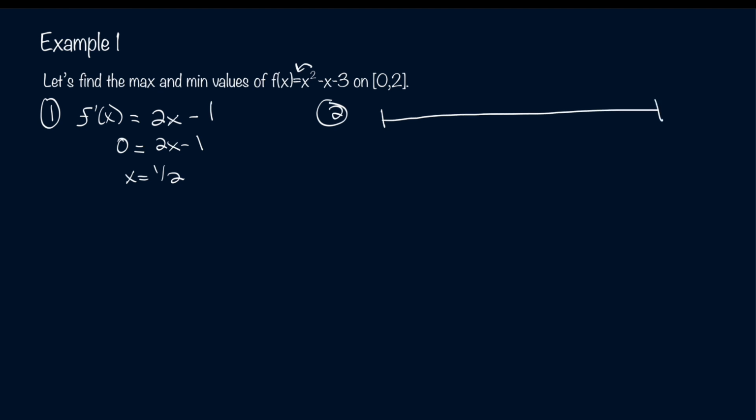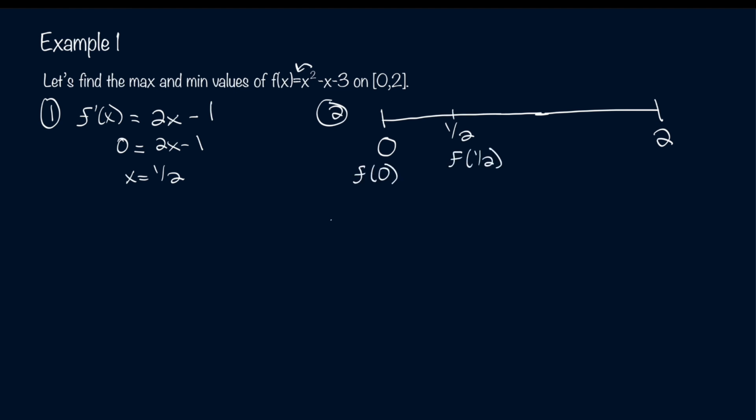So number 2, we're going to make a number line. We have our 0, which is going to be on one endpoint, and 2 is going to be on the other endpoint. And then we have 1/2, which we can say is roughly there. So now what we're going to do is take these numbers and plug them back into our original equation.